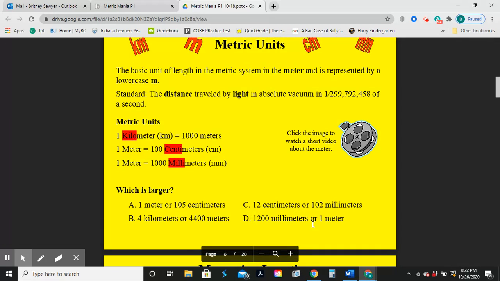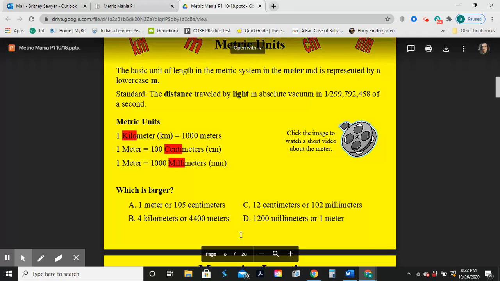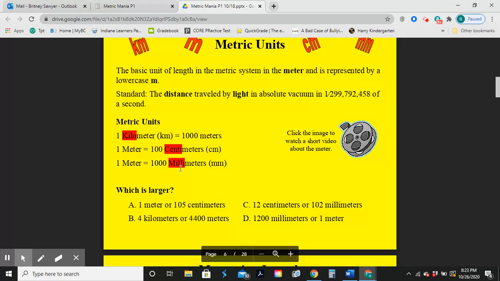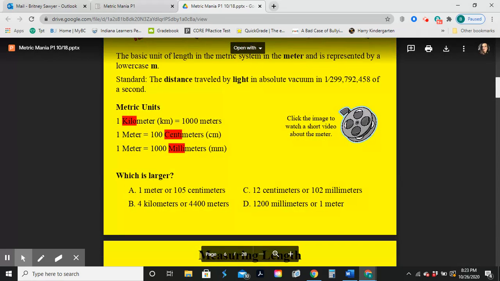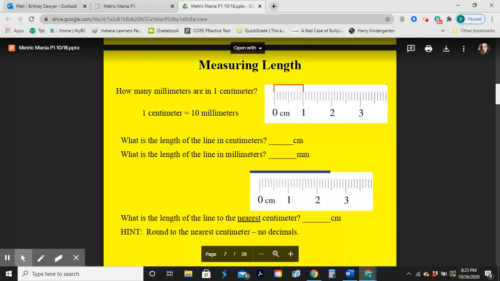1,200 millimeters or 1 meter. Which one is going to be bigger? So 1 meter equals 1,000 millimeters. Remember, prefix, base unit. Okay, so when you're looking at this, 1,200 millimeters or 1 meter, which one is going to be bigger?